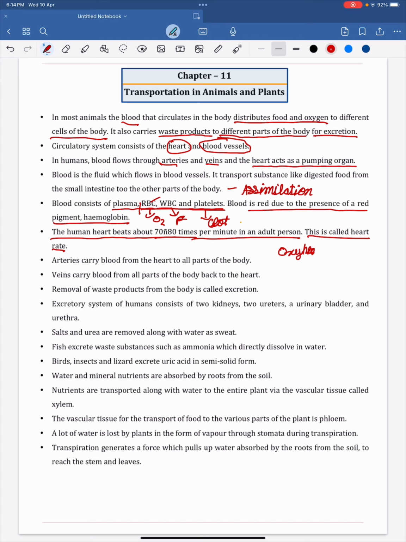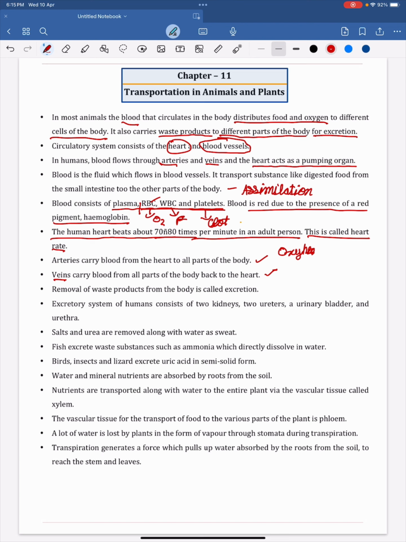Arteries carry blood from the heart to all parts of the body. Yes, because the heart pumps the blood and it is carried to all parts of the body by arteries. Veins carry blood from all parts of the body back to the heart. Yes, the cells release the deoxygenated blood and then it is carried by veins to the heart for making it pure. Removal of waste from the body is called excretion.